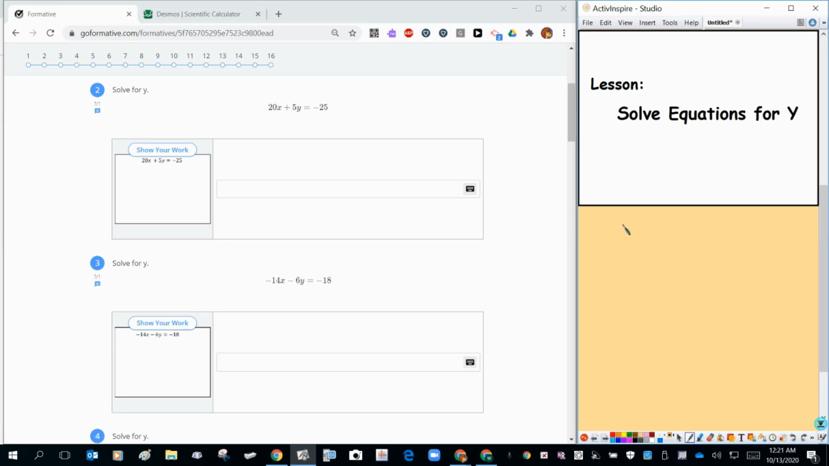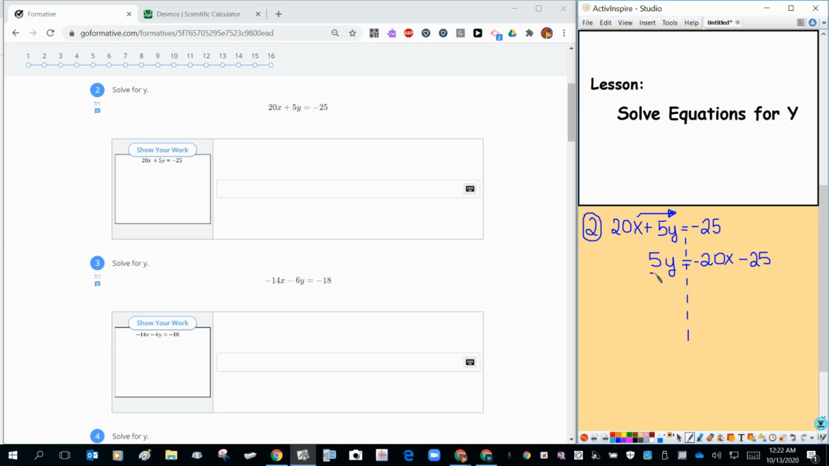I'm going to start with problem number 2. I'm going to write it over here. First thing I'm going to do is draw my border. And my goal is to get the y alone. So what I'm going to do is send the 20x to the other side. When 20x comes to this side, it becomes negative 20x. The 5y, I'm going to bring it down. And the negative 25, I'm going to bring it down. If you notice, I'm one step closer to get the y by itself.